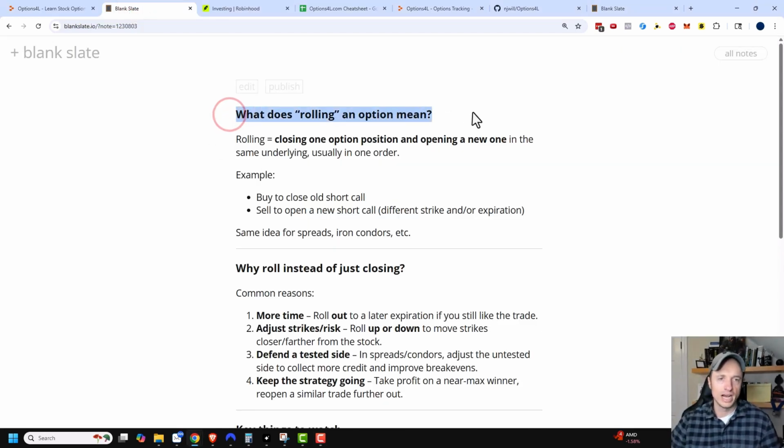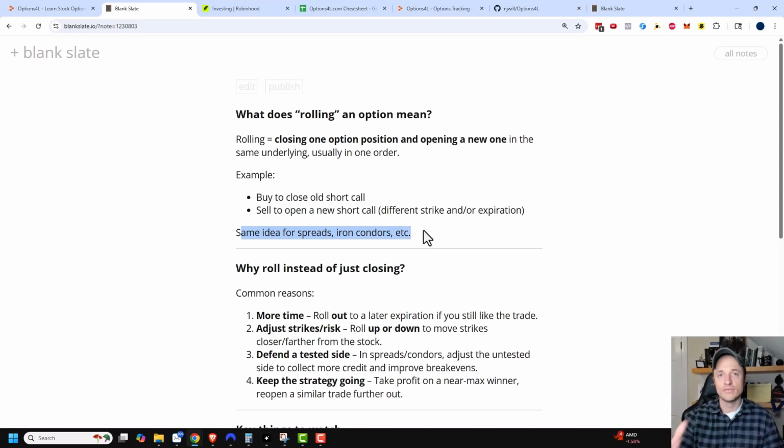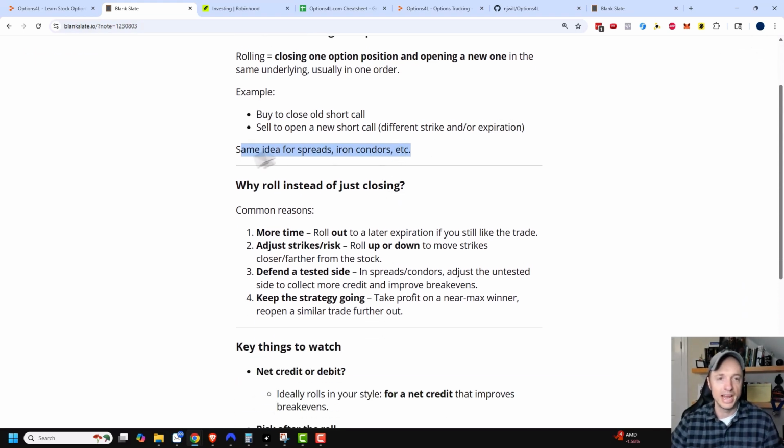So what does rolling an option mean? Rolling simply means closing one option position and opening a new one in the same underlying asset, usually in one order. So you do the closing and the opening in the same order. For example, you could buy to close an old short call and sell to open a new short call at a different strike and/or expiration. And the same idea applies for spreads, iron condors, etc. Those are multi-leg option strategies, and I'll have another video on rolling those. So check on that if you are looking for rolling spreads or iron condors, etc.